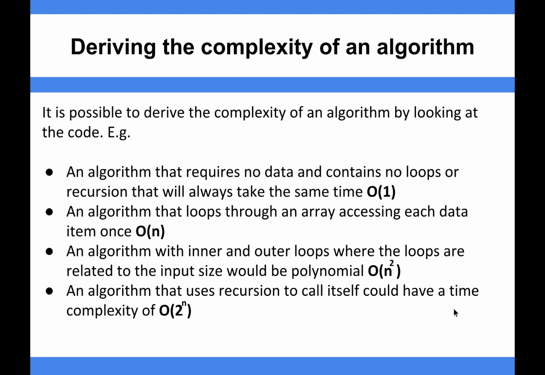Okay, so there's just a few tips for if you were trying to look at code to identify the complexity of an algorithm. Try and spot whether it's using recursion, it's got nested loops, it's accessing data items only once, or it's not requiring any data at all and is always taking a consistent time.